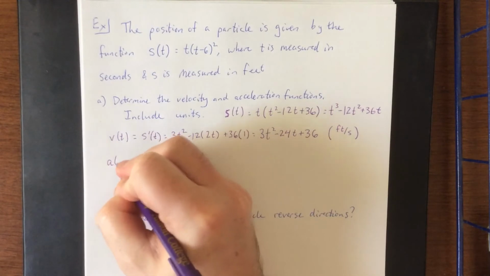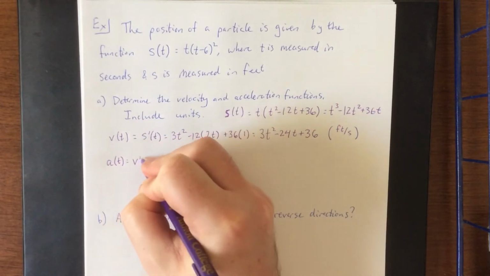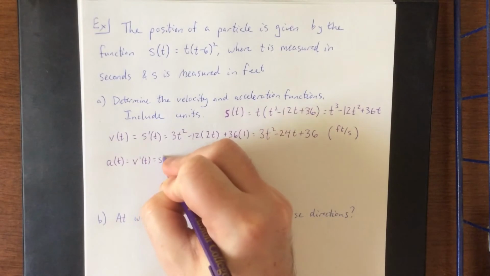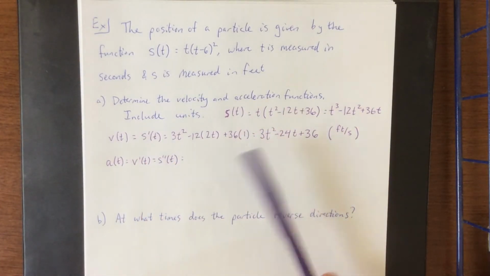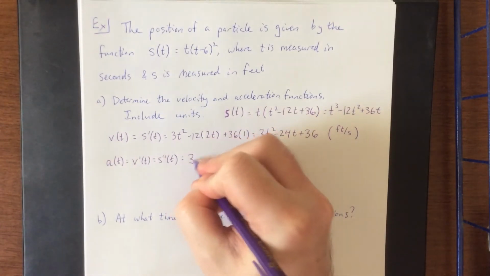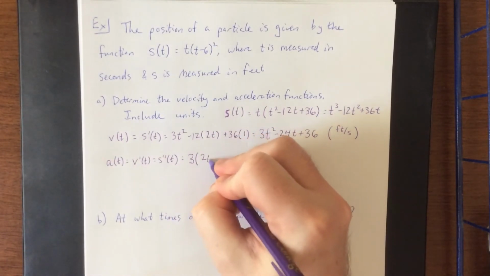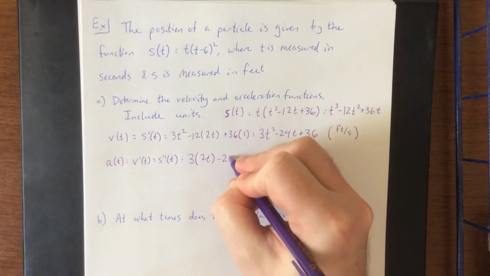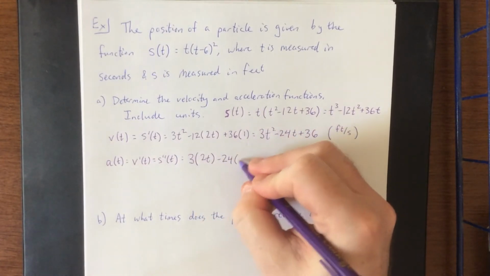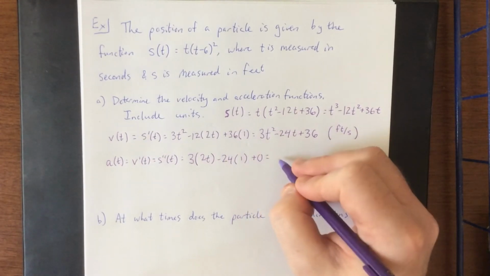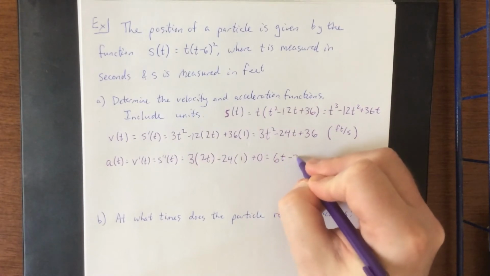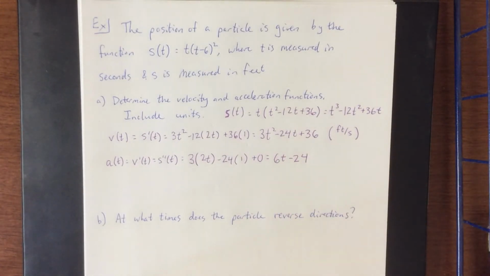The acceleration function is going to be the first derivative of the velocity function, or the second derivative of the position function. So starting with the expression that we had right back here, I'm going to differentiate once more. So this will be 3 times the derivative of t squared, which is again 2t, minus 24 times the derivative of t, which will be 1, plus the derivative of 36. Because that's a constant, that will become 0. So with that in mind, the acceleration function, once we actually simplify, will be 6t minus 24.